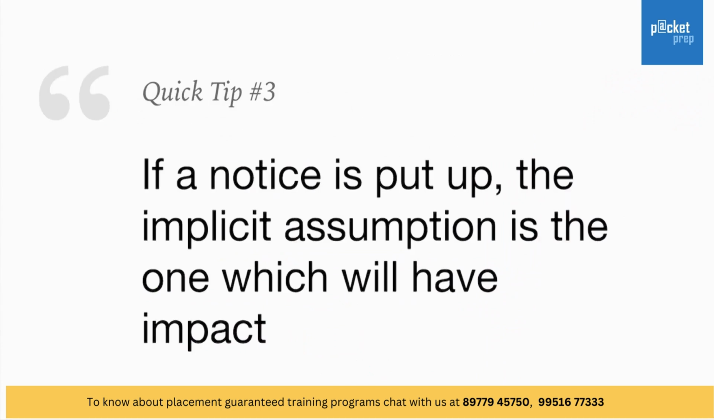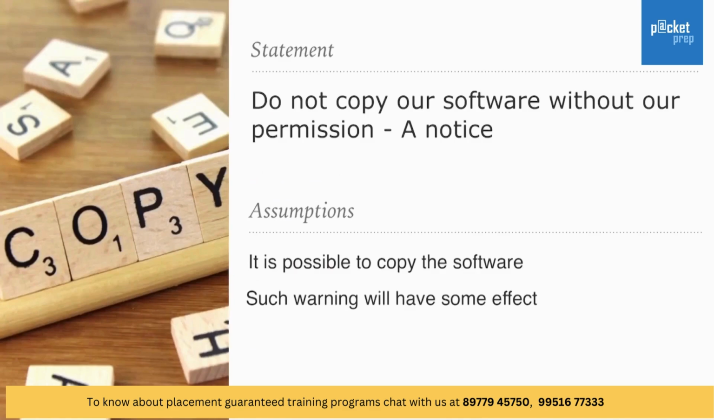Here's a third quick tip. If a notice is put up, the implicit assumption is the one which will have impact. What we mean by this is, if there is a notice, then look for the one which will give an impact. That will be the implicit assumption. So here is an example. Statement: do not copy our software without our permission. A notice. Assumptions: it is possible to copy the software.